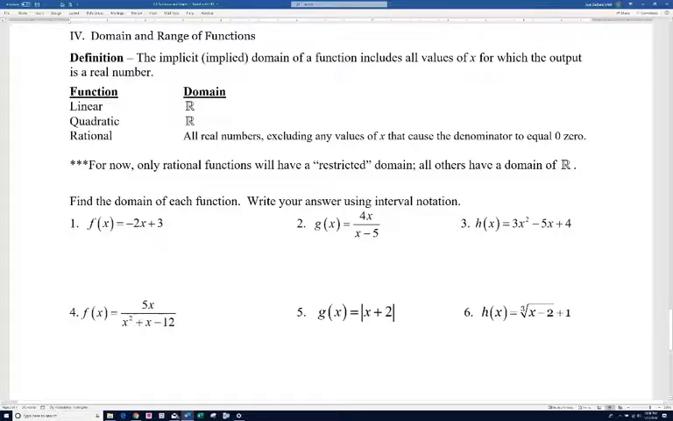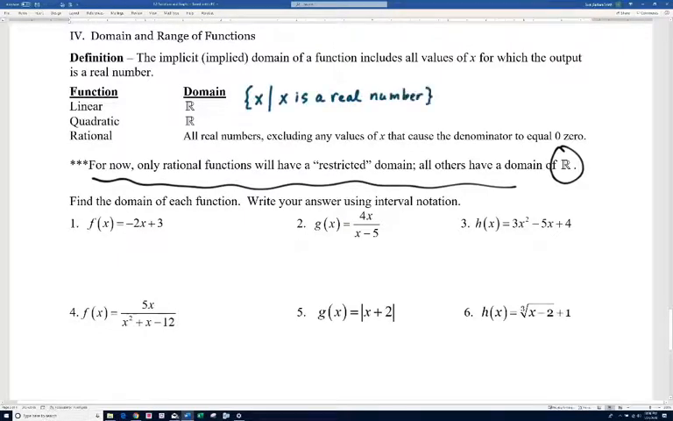So for right now, you can see that right here. Really, it's just with rational functions that are going to have a restricted domain. All of our other functions are going to have a domain of all real numbers. Now this symbol is a kind of shortcut for writing all real numbers, but sometimes you'll see it this way. This is called set notation, and really this capital R here is just a shortcut notation for that. We read this, the set x, such that x is a real number.